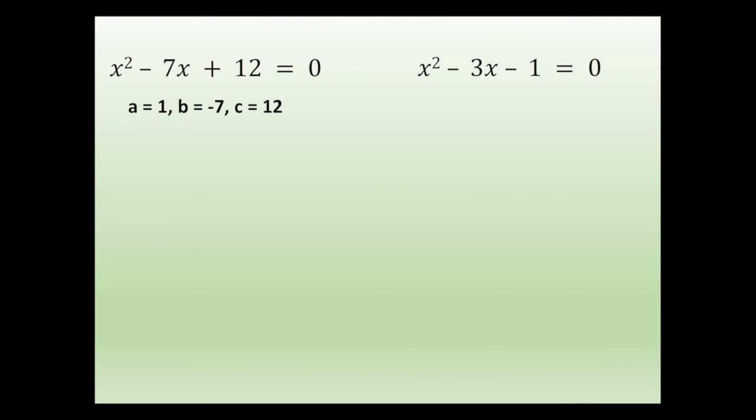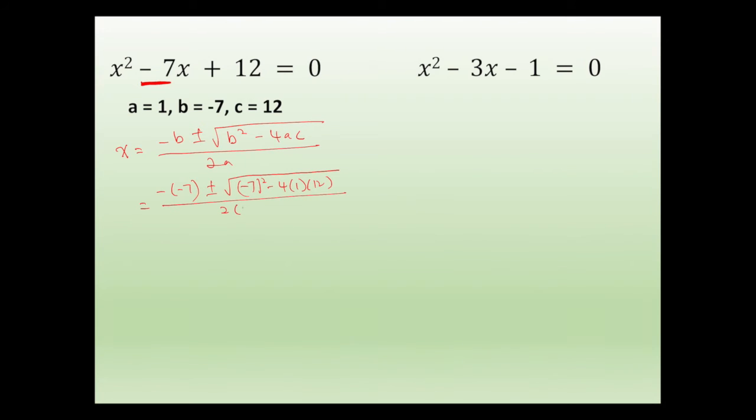So in this case, for the first one, a is 1, b is minus 7. Don't forget that. The coefficient of x is minus 7, and c is the constant, which is 12. So we know that x is therefore minus b, plus or minus the square root of b squared minus 4ac, over 2a. Minus b, I put a bracket in so that I know I've got a negative number. Minus 7 all squared, minus 4, a is 1, c is 12, divided by 2 times 1.